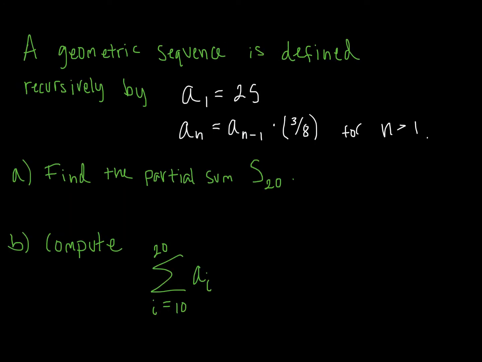One more: a geometric sequence is defined recursively by the following definition. A sub 1 is 25, and then a sub n can be found by taking a sub n minus 1 and multiplying by 3/8 for all n values greater than 1. First, find the partial sum, s sub 20, and then second, compute the sum from i equals 10 to i equals 20 of a sub i. So this one looks a little different. Make sure you pay close attention to where I want to start and where I want to finish, and go ahead and try to compute that.